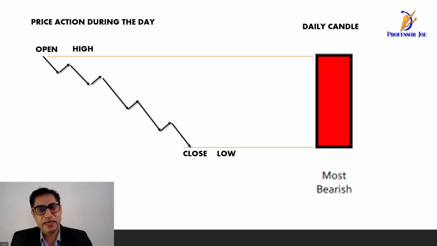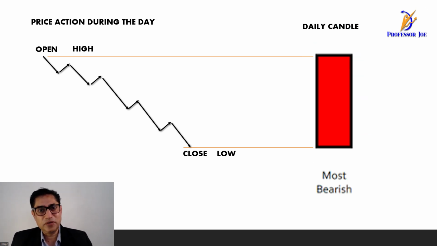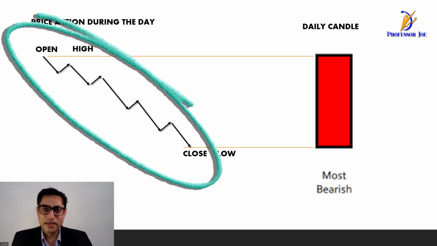Now let us look at a fully bearish candle. This is a Marubozu candle, this red one that you are seeing. How is the price action over here? You can see that the price opened, and after that, the price did not go up. The price came down, went a little bit up, came down, went a little bit up, came down, went a little bit up, and then closed down.